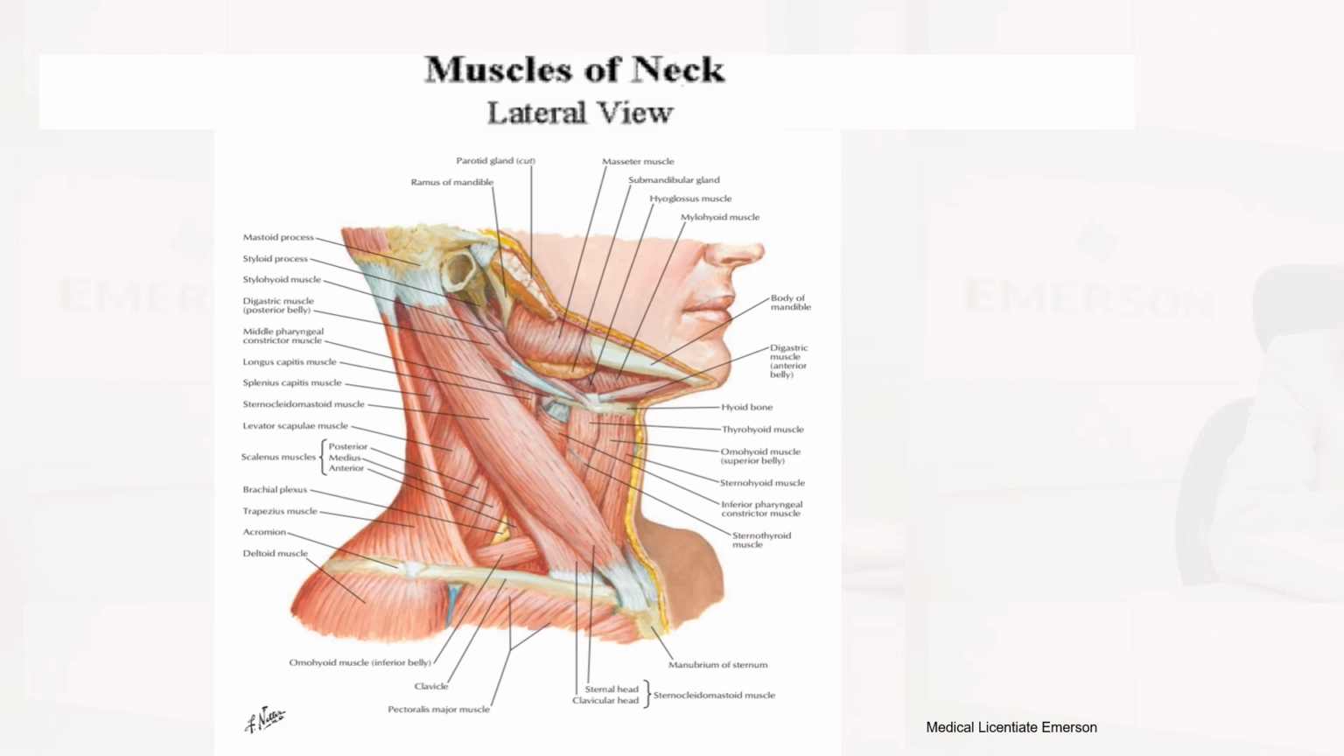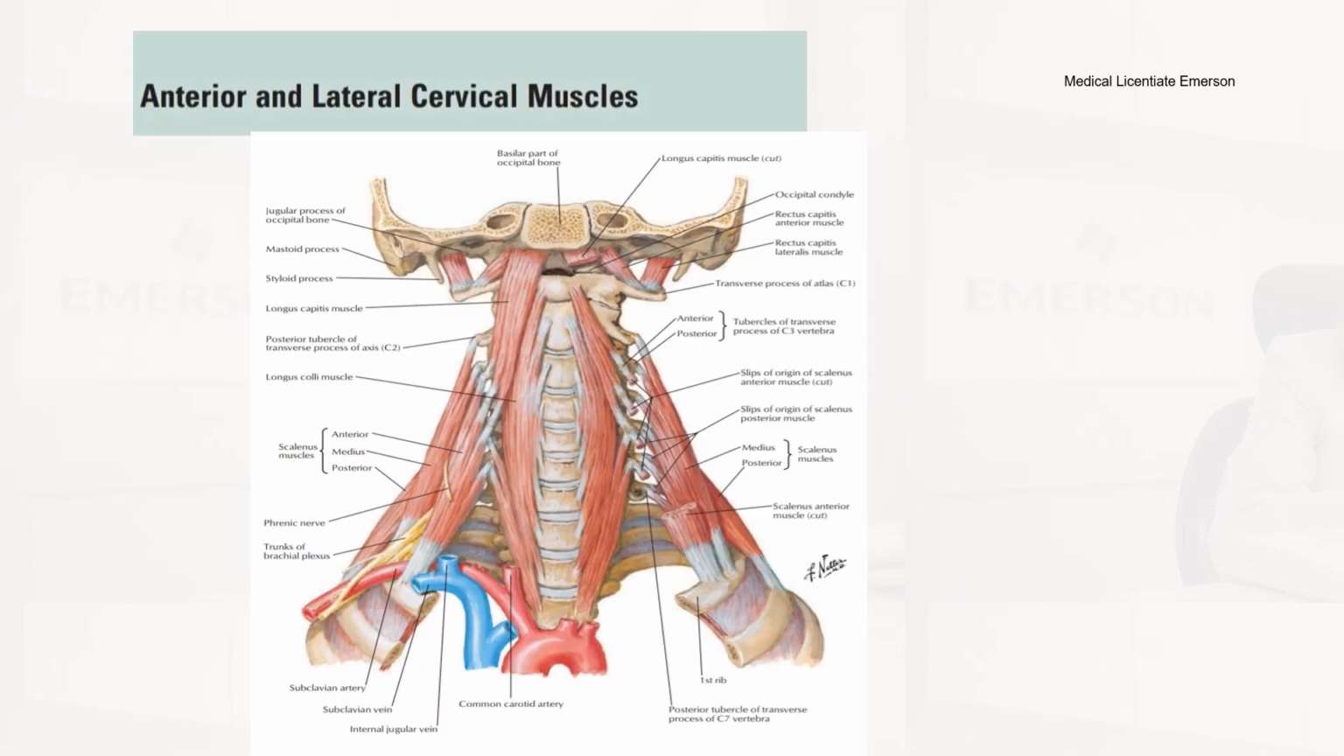Since we are not going to go through all of them, you can just pause and go through. Okay, this is the anterior and lateral cervical muscles, meaning the anterior view. This is how it looks like. Okay, this is the anterior view.